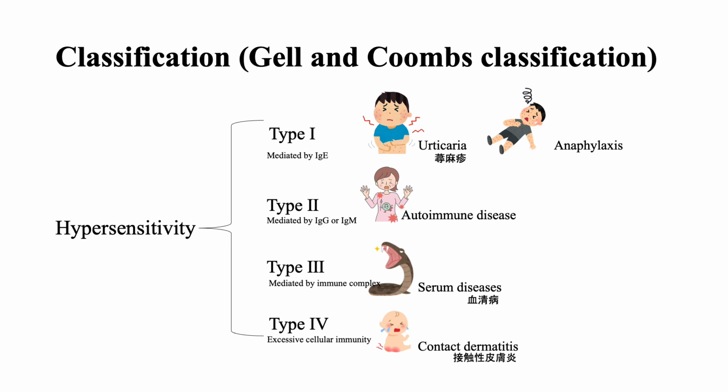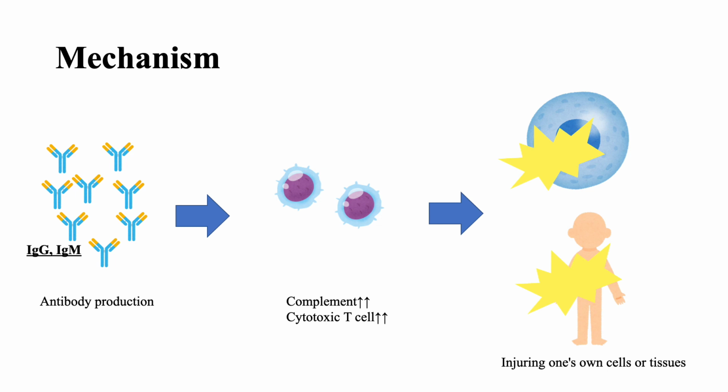This is called the Gell and Coombs classification. Generally, antibody-mediated hypersensitivity refers to type 2. The mechanism of type 2 hypersensitivity is described below. The general flow of the type 2 reaction is as follows.